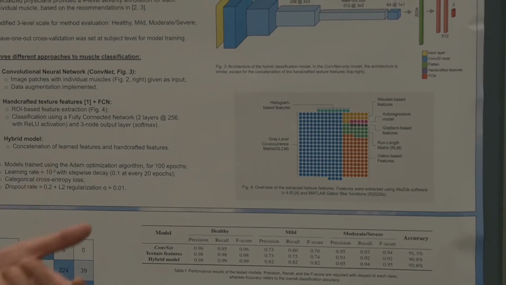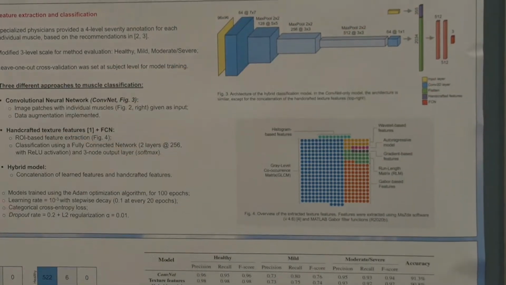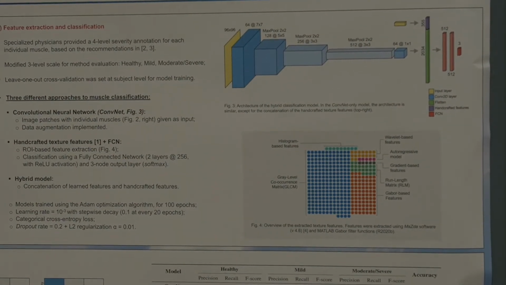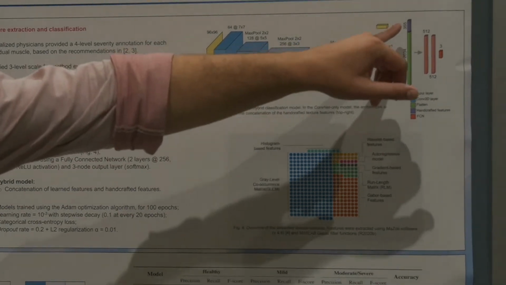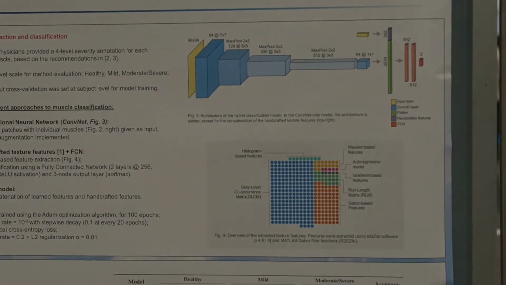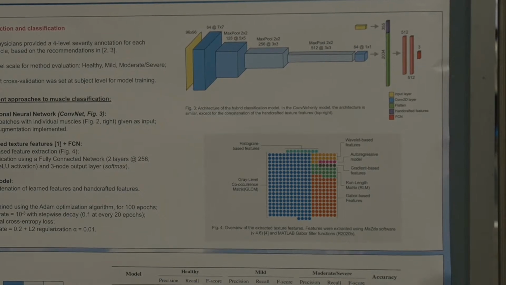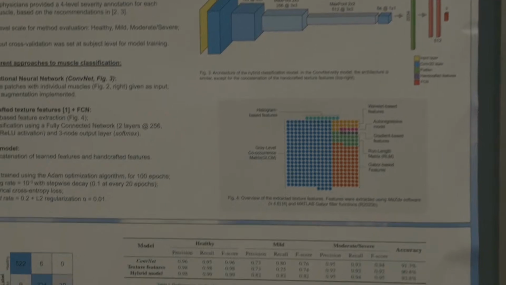And then we classify those features alone using only this fully convolutional network. And then we also tried to merge the two sets of features, both the learned features and the handcrafted texture features, into a single vector and classify that vector as a whole. So here you can see the confusion matrices.